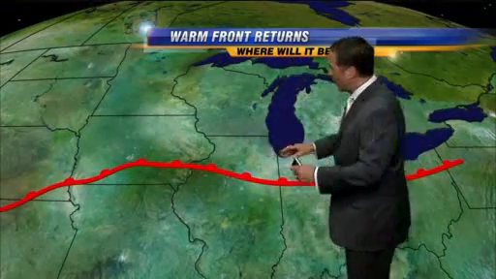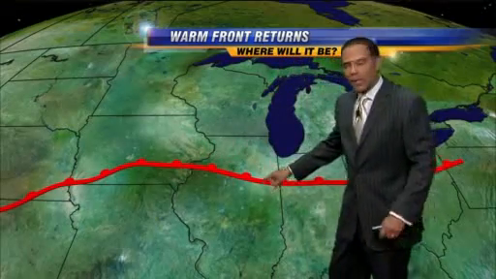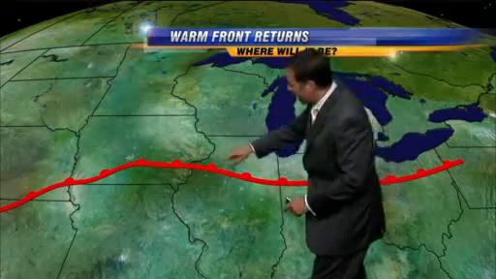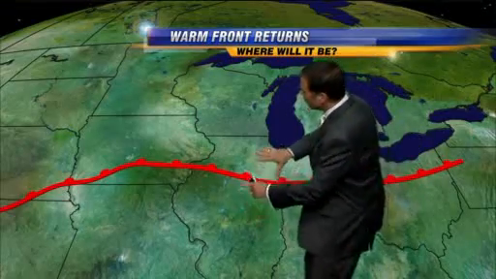And a warm front, by the way, appears on a map as a red line with these little bumps. The bumps here represent the direction that the warm front is moving. So whatever side of that line the bumps are located, that's the direction of the movement of the warm front. So here comes this push of warm air.